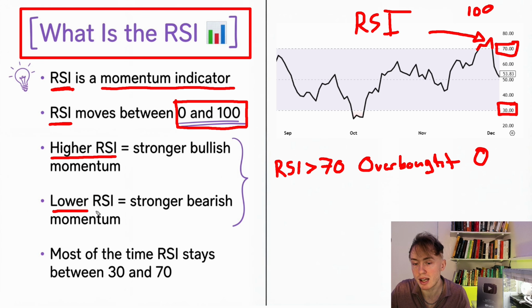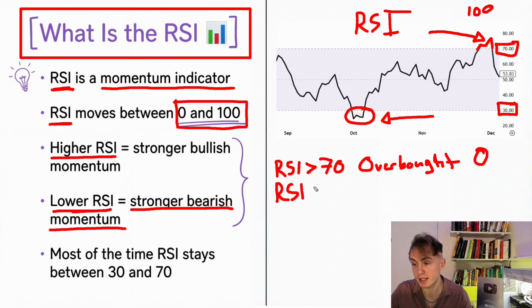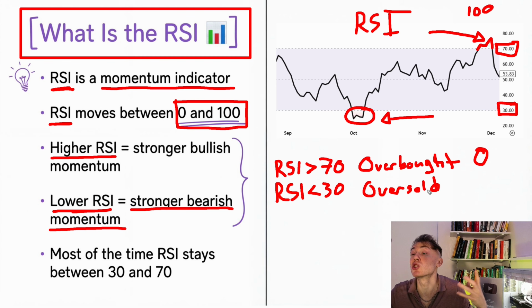And here, a lower RSI means stronger bearish momentum. For example, as you can see right here, at this point the RSI reached below 30. And we say that when RSI is below 30, we call it oversold. Or in other words, we have strong bearish momentum. So this is basically the basics of reading the RSI.